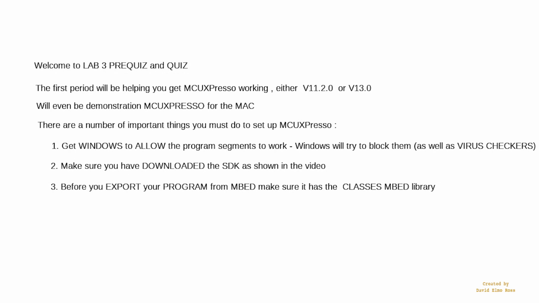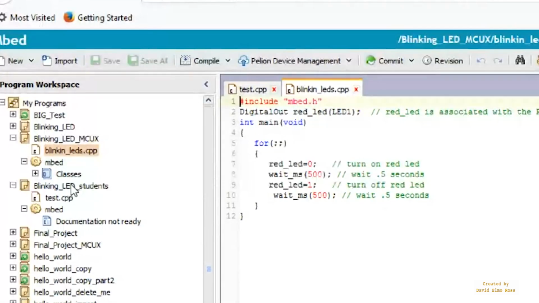So let's just switch over here for a second. These two are exactly the same. Okay, so this one and this one, exactly the same, but one has a library that says classes. This is the one you export. You cannot compile this program here on Embed, it won't compile. And this one here, you cannot export to MCUXpresso, because if you do, it's not going to work. So this is the one that's going to be exported to MCUXpresso.